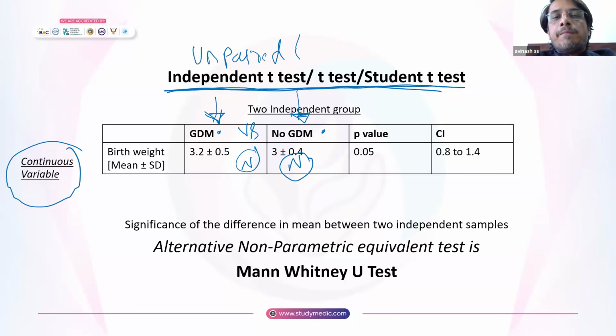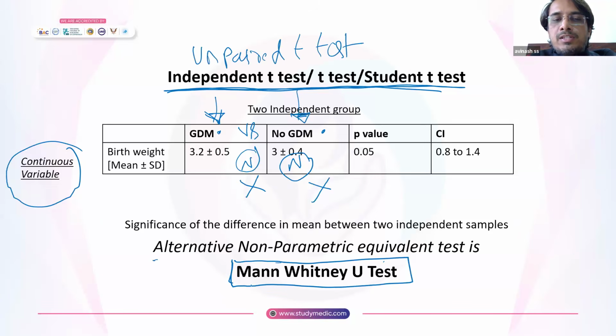All mean the same. Okay. All these mean the same. Suppose this is not normally distributed in one of the groups or both the groups. The alternative non-parametric equivalent to the independent t-test is the Mann-Whitney U-test. The name of the test is called the Mann-Whitney U-test.